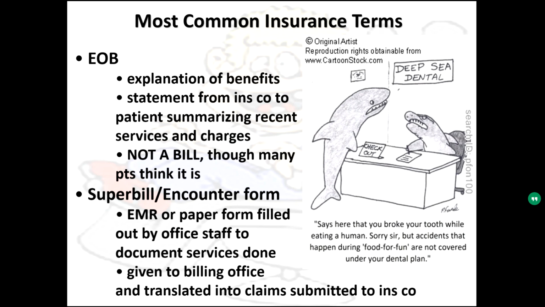Okay. A super bill or an encounter form. This is the thing that's filled out by the doctor's office. It usually looks like a chart kind of a thing. And it's filled out with a CPT code and diagnosis code, so someone knows what was done and for what. They do have these in EMR programs.